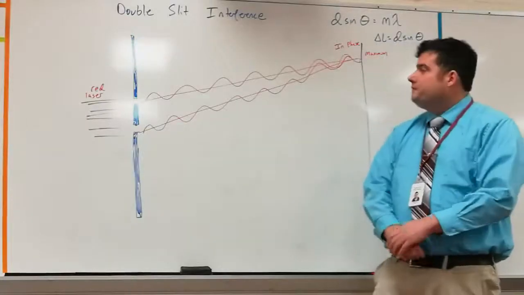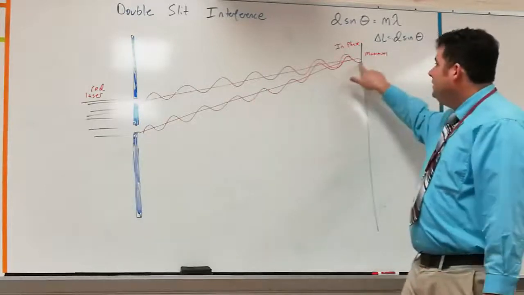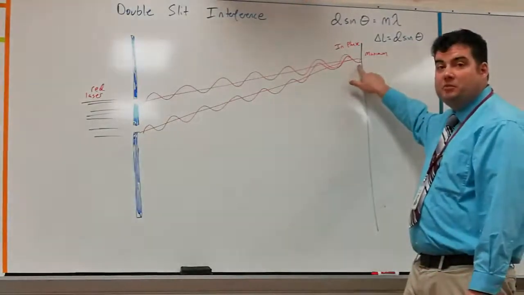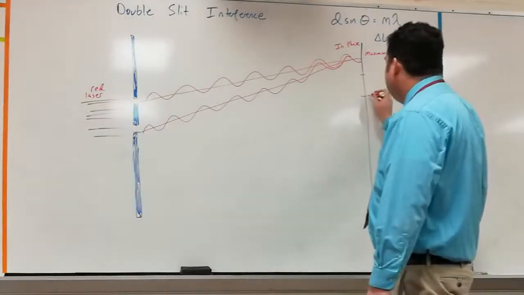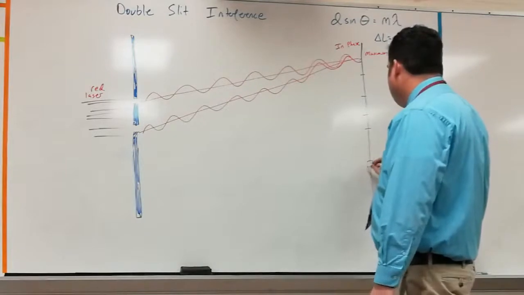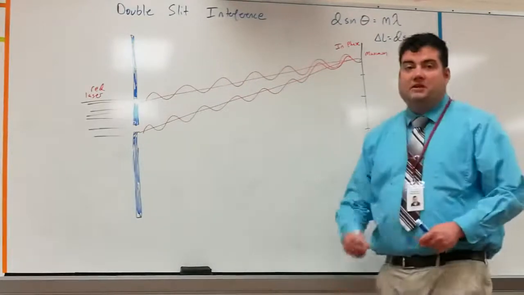How does that work? Well, I've got two waves coming in phase, and they're coming to a maximum at this point. And if they're at a maximum at this point, we know there's probably several other maximums evenly spaced up and down this wall.